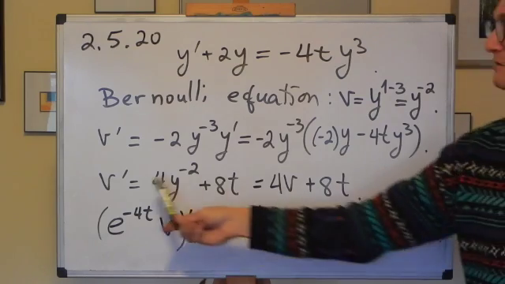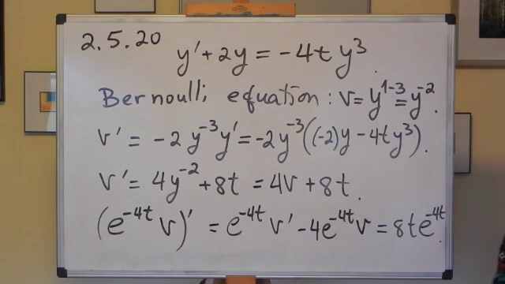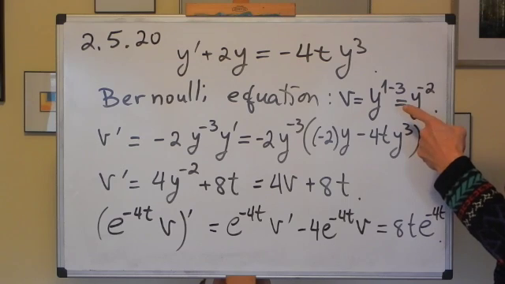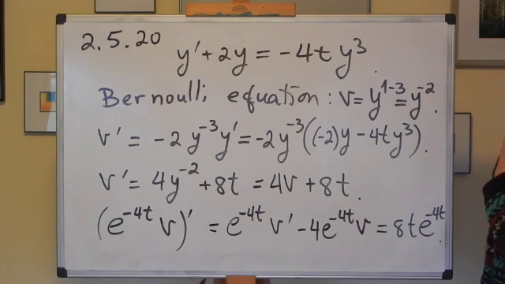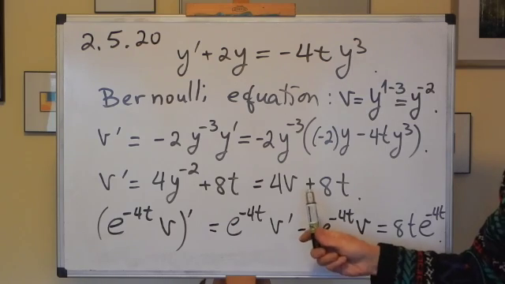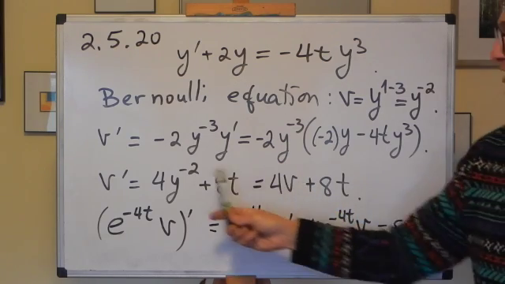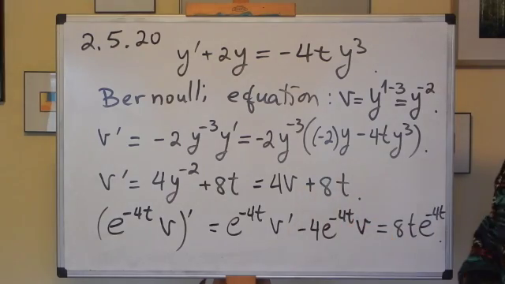So this is a linear equation in v. And again, that's what this trick is supposed to do. It's going to convert this into a linear equation in v. And so v prime is 4v plus 8t.